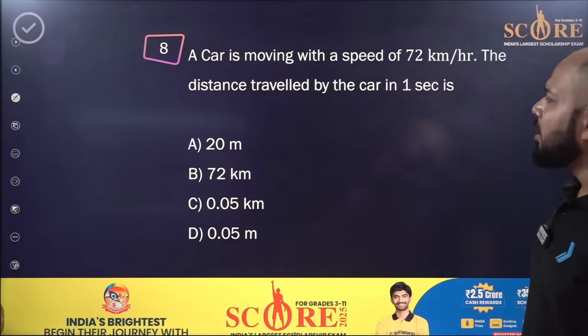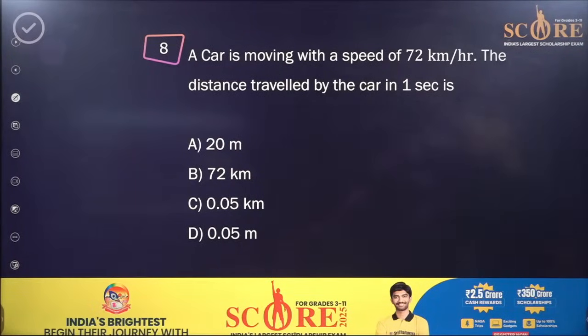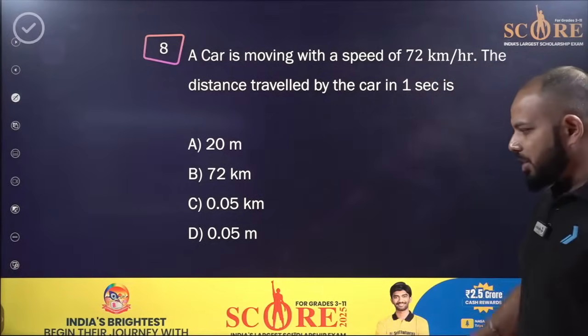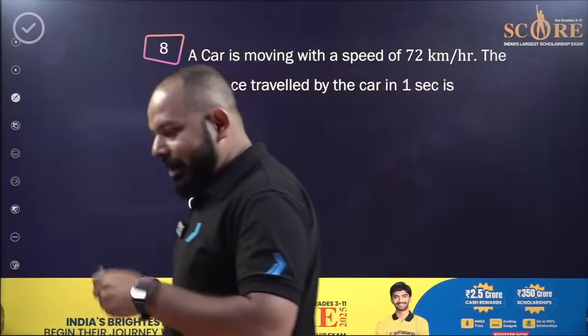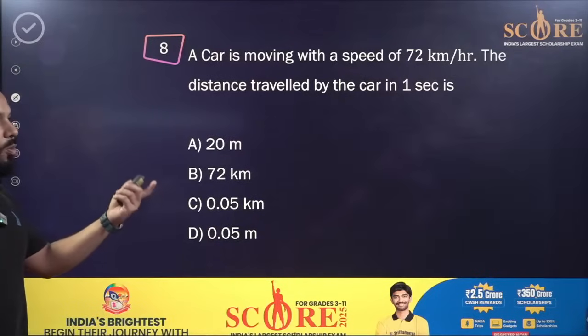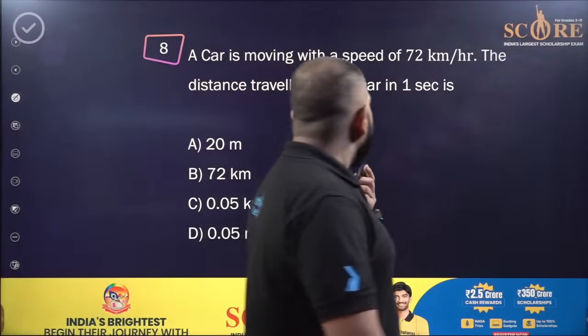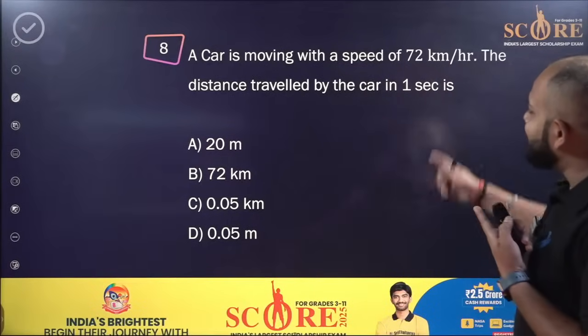A car is moving with a speed of 72 km/h. Find the distance traveled by the car in 1 second. If you want to solve it, you can solve it and write it in the chat box. If you are watching the recorded session later on, you can just pause and try to solve the question. Otherwise, I'm solving it right now. So the speed is given in km/h, and the time is given in seconds.